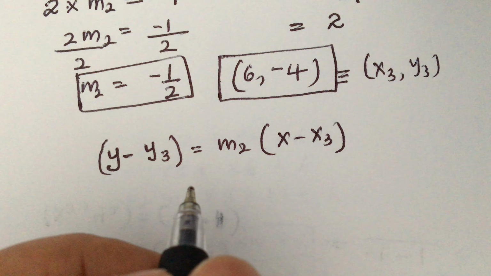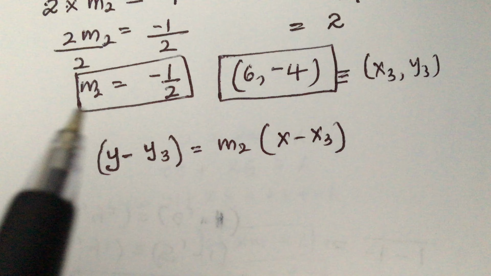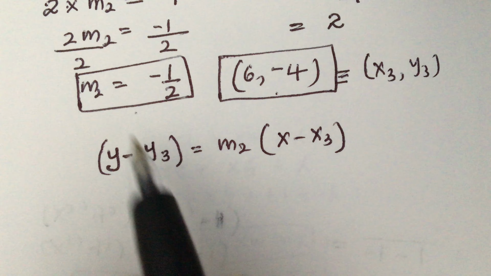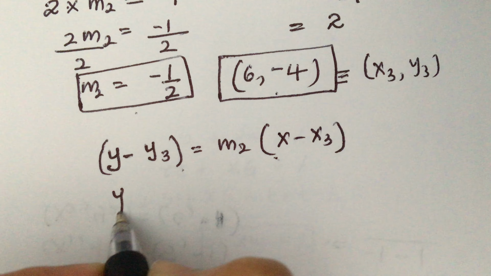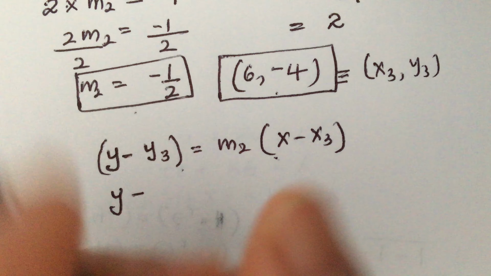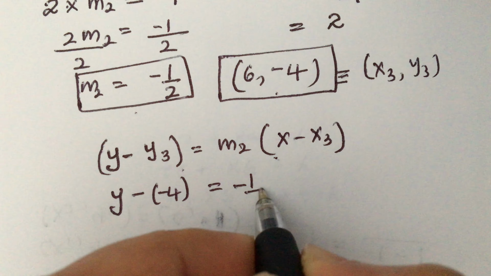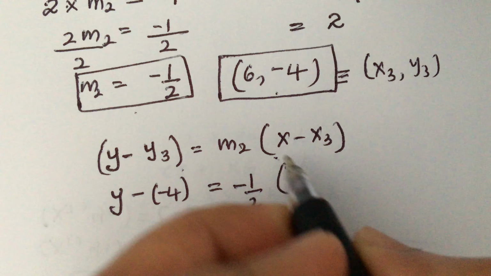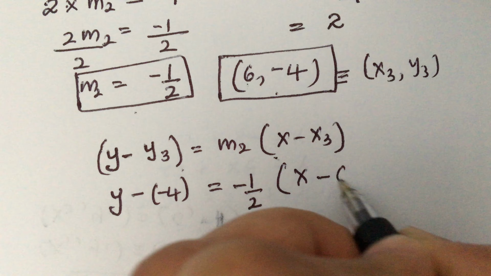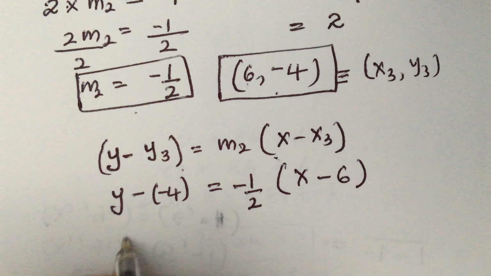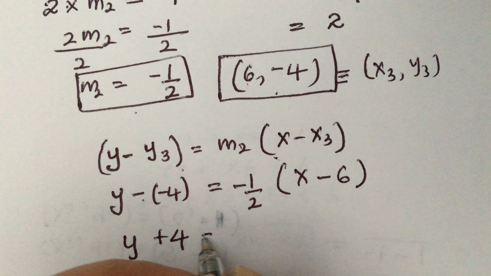This is the point slope form of the line, right? I have a point and a slope. So this is how you write the point slope form of a line. So I can substitute these numbers. y3 is -4, so y plus 4 equals, my m2 is -1/2, times x minus my x3 which is 6. So I can simplify this one.